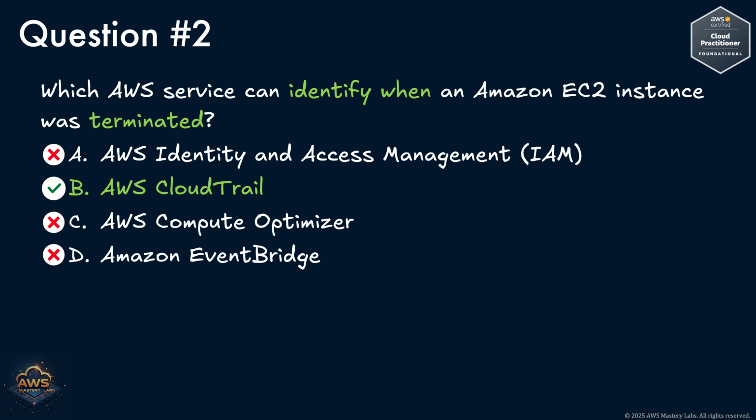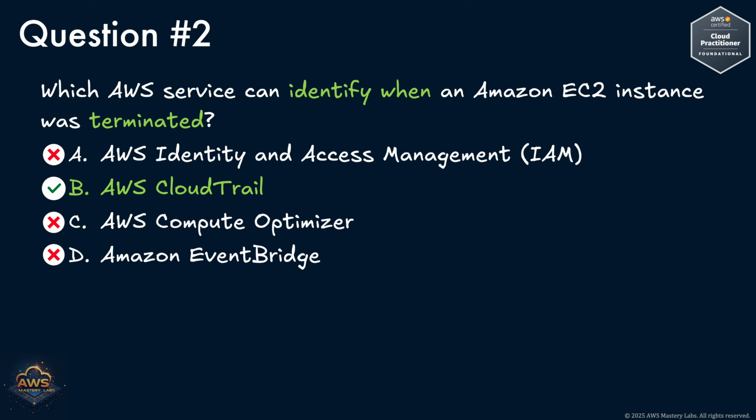Option B, AWS CloudTrail. CloudTrail is the auditing backbone of AWS. It records all API calls and management events across the AWS ecosystem. When an EC2 instance is terminated, regardless of how it's done, CloudTrail logs the event with a timestamp, user identity, and context.